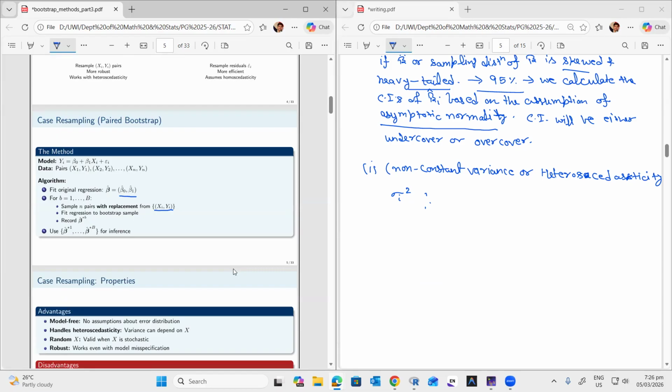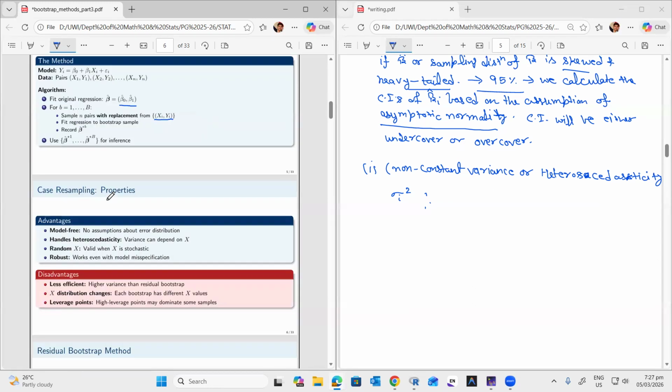That is your bootstrap for case paired. In that one, what assumption do we have? The assumption is that we treat the joint distribution of x and y as the object being sampled. It will be good when the model may be misspecified, meaning non-linearity or heteroscedasticity is there, or when predictors are random, meaning your xi's are random. At that time it can be used. It is safe when the predictors are random and the model form is in doubt.